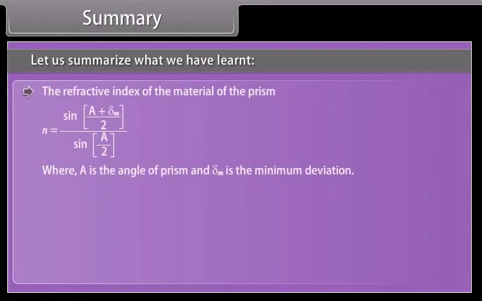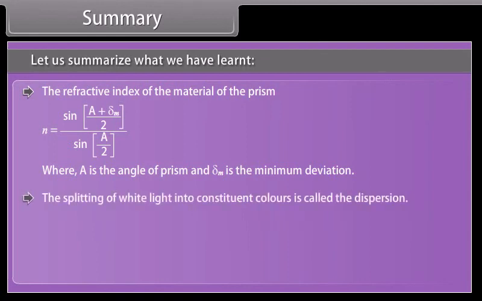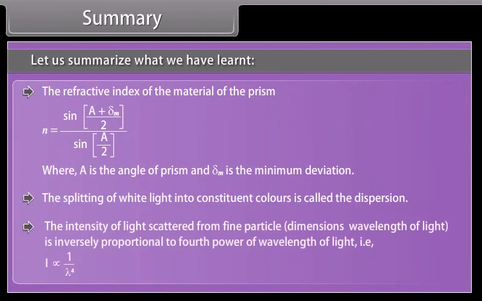The refractive index of the material of the prism, n is equal to sine of (A plus delta minimum)/2 divided by sine of A/2, where A is the angle of prism and delta m is the minimum deviation. The splitting of white light into constituent colors is called dispersion. The intensity of light scattered from fine particles, with dimensions smaller than the wavelength of light, is inversely proportional to the fourth power of the wavelength of light, that is, I is proportional to 1/lambda to the power 4.